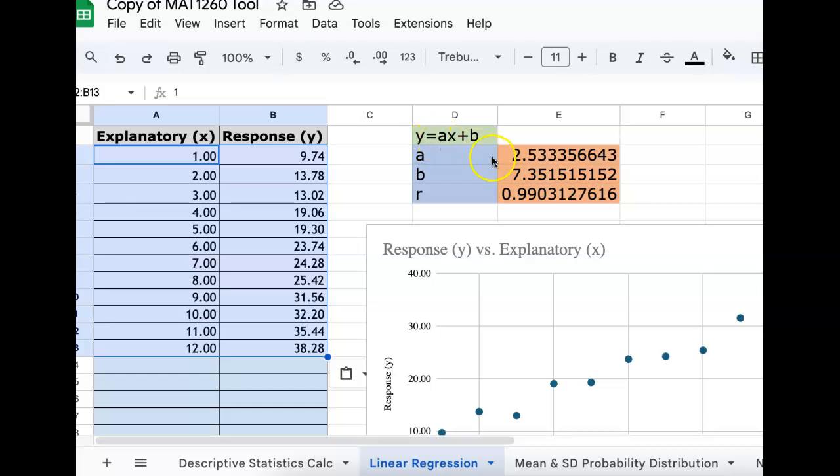Y equals A, which in this case would be 2.53, X plus B, which would be 7.35, and then this is the correlation coefficient of 0.9903. So it's really, really close to being linear and a really high correlation. So we can go back over here.